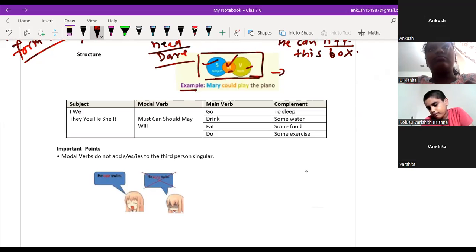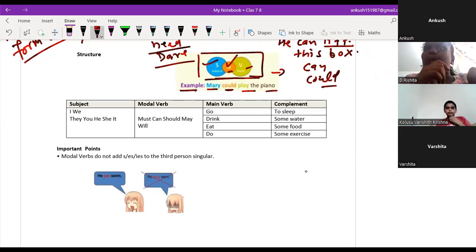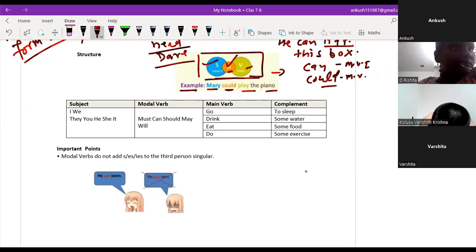So, for example, Mary could play the piano. See, even if you are using can or could, it doesn't matter what you are using, it will carry only the main verb in its first form. Are you getting the point?